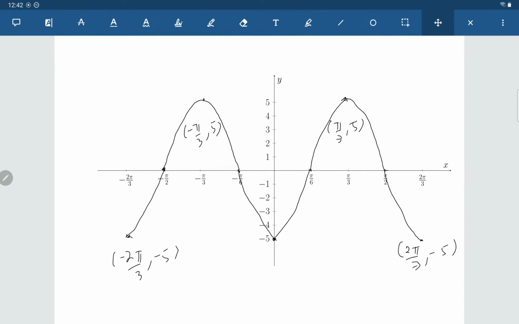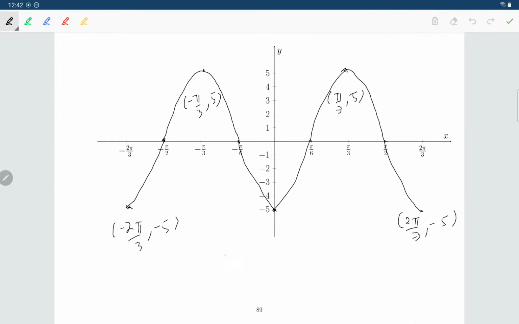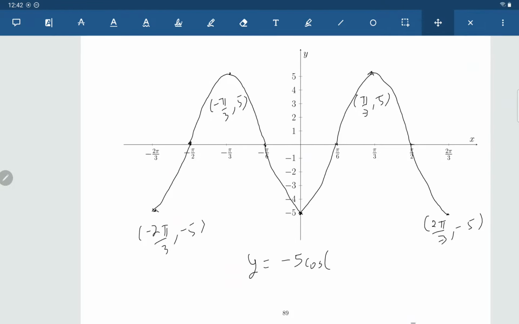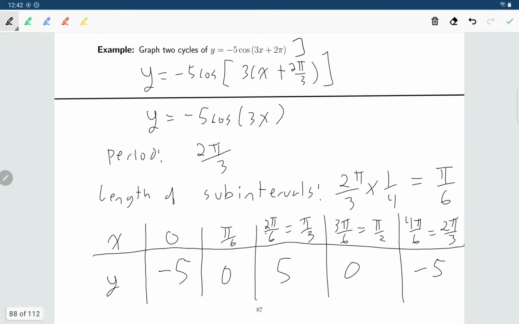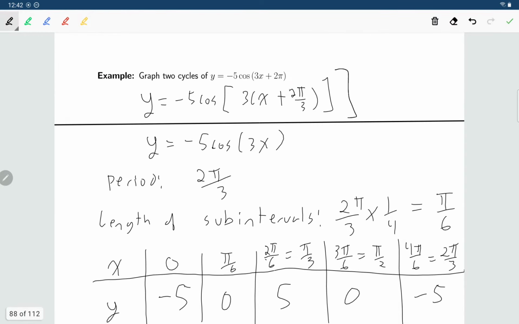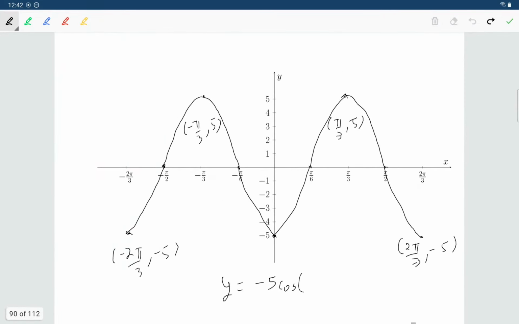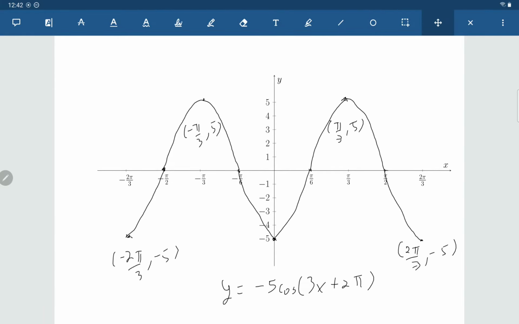And there we go. So this is the graph of my trig function, which is the graph of y equals negative 5 cosine. And this, again, you can label it however you prefer. You can either label it in the original way that it was written or in the factored way, whichever you like best. I'm going to go again with the original way, negative 5 cosine of 3x plus 2 pi. And there we go. There is my trig function, nicely graphed.